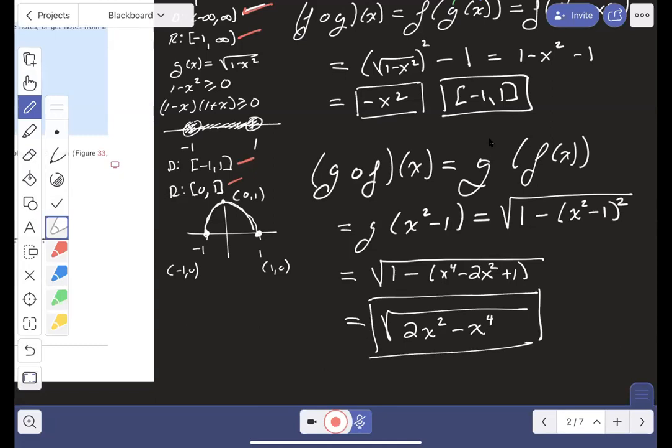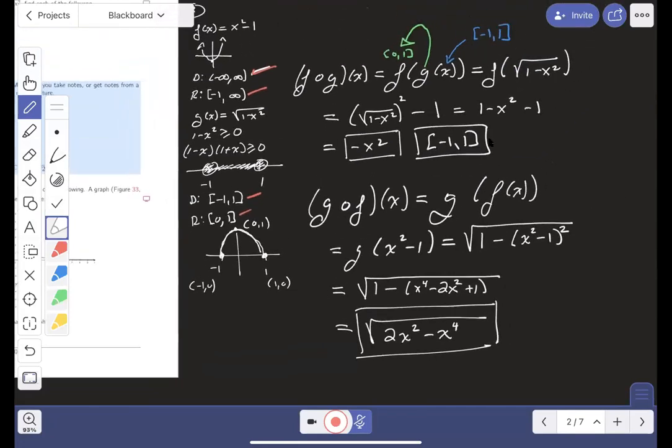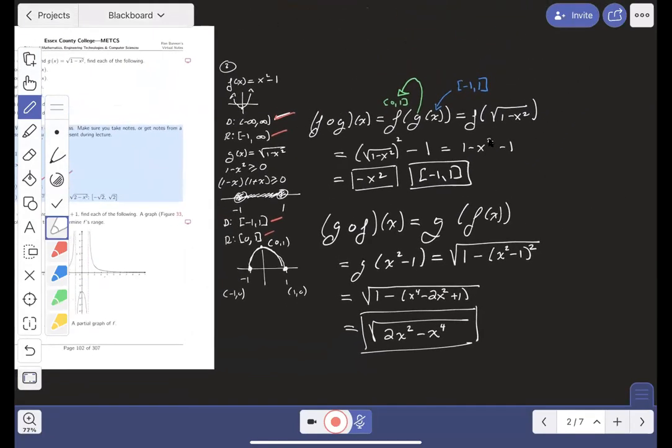Here comes the tough part, and it is tough. I'm not saying it's not tough. For a lot of students, it's just impossible. But even though I might have said for some students it's impossible, you should still try. All right, so let's take a look at this.